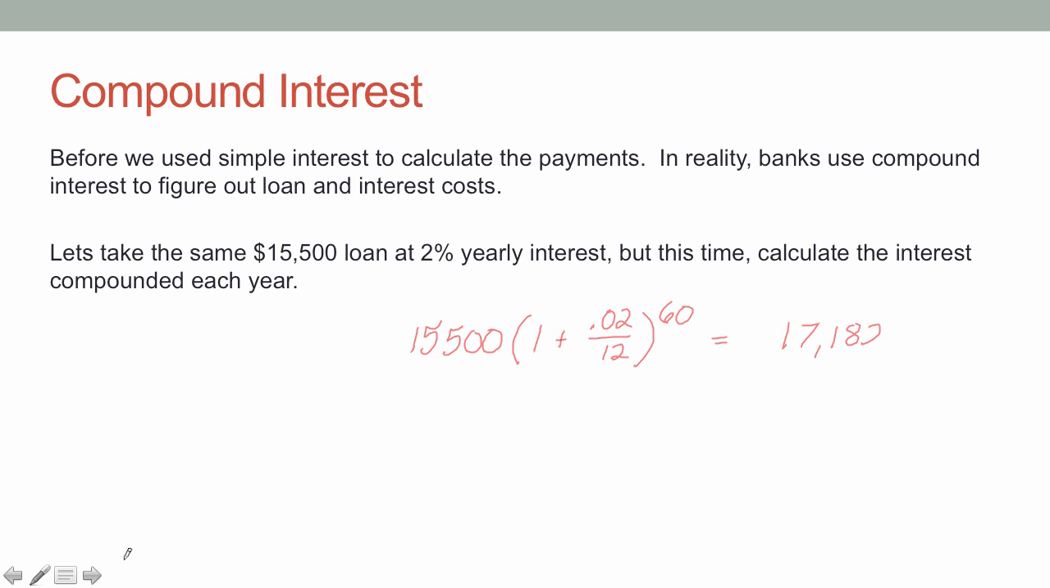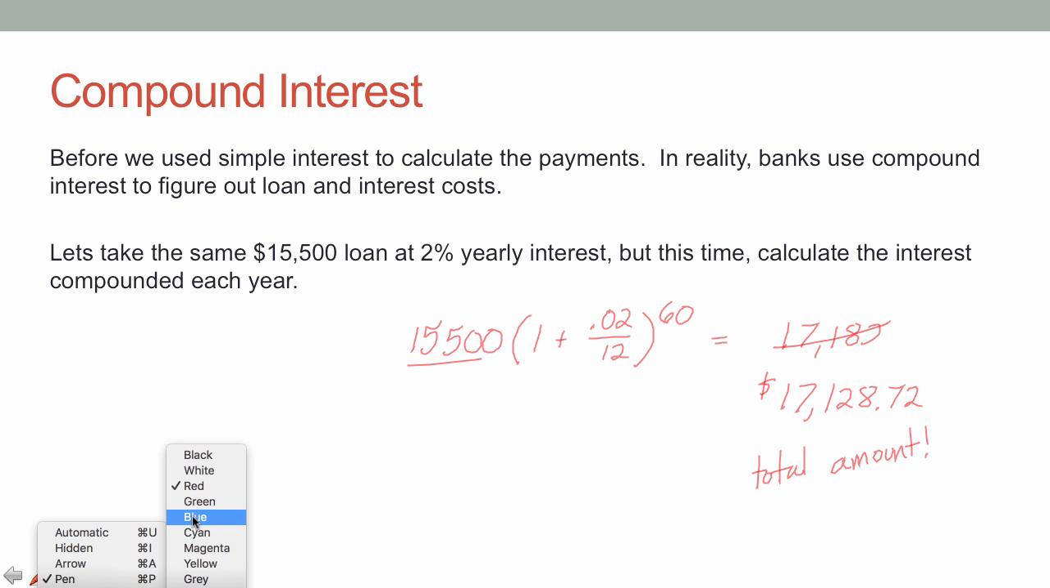Let me scratch that out here. $17,128. I got my numbers mixed up, and 72 cents. So that is our new total amount for the loan, to pay back the loan of $15,500 and with the interest compounded monthly.